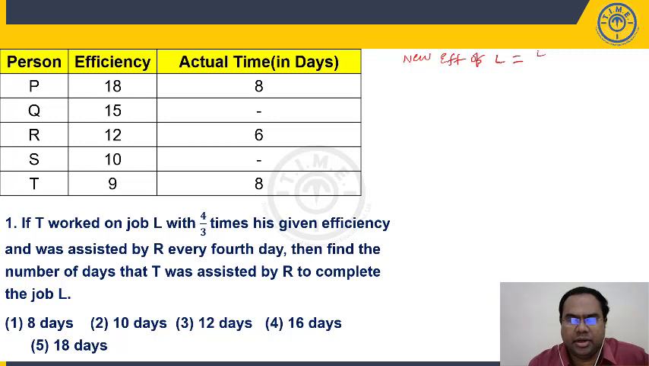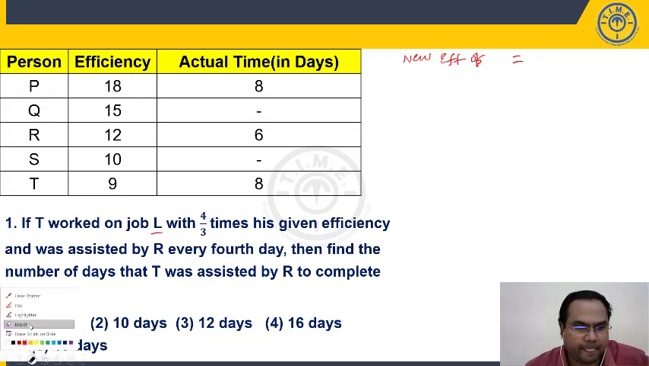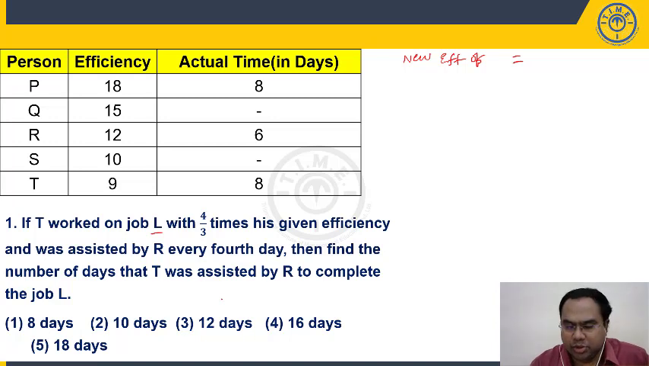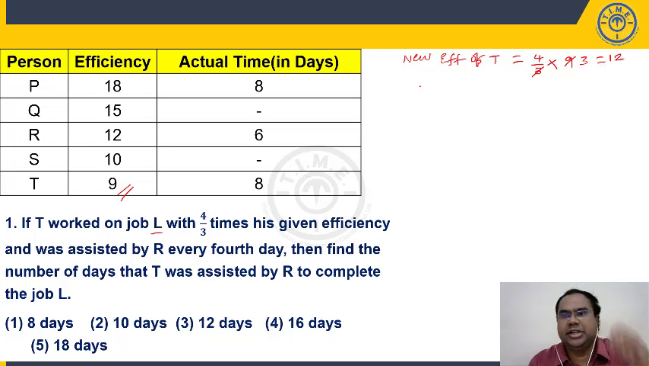Sorry, my mistake. T worked on job L. We know that job K and job L are similar. Once again, new efficiency of T. So new efficiency of T is 4/3 times its actual efficiency. 4/3 into what is the actual efficiency of T? 9 units per day. So efficiency of T is 12 units per day.